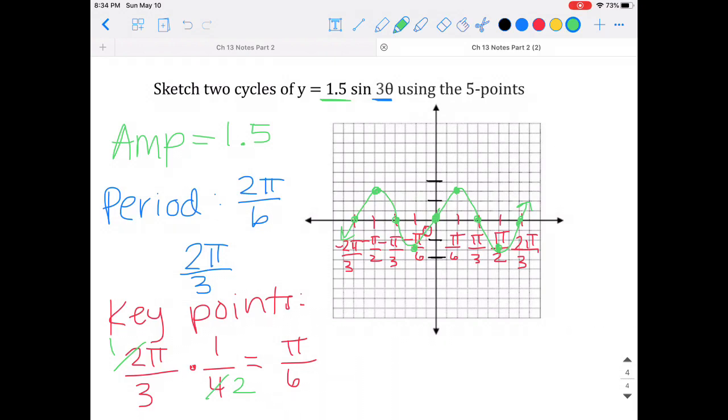So that's it for section 4 and for sine functions. Take your time, do a lot of practice graphing. If you have any questions, please let me know.